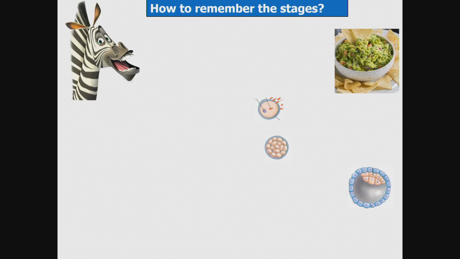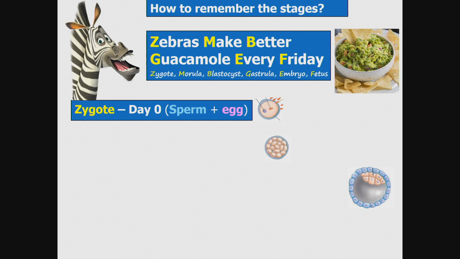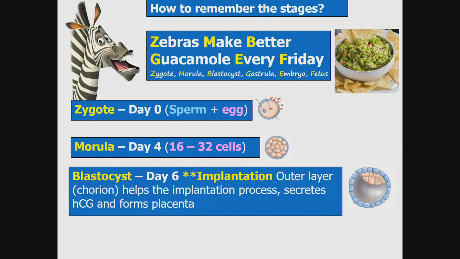How to remember the stages. Zebras make better guacamole every Friday is the phrase we will use. Zygote on day 0 is the sperm plus the egg. Morula on day 4. Then we have the blastocyst, an important stage because that's when implantation occurs.